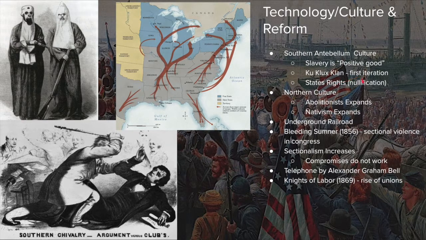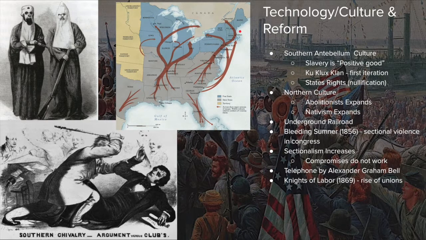Okay, they have this idea of nullification, going back to that nullification crisis, where they say that they don't have to listen to demands from the federal government. Now, with the Northern culture, we are going to see abolitionist movements expanding in the North with Uncle Tom's Cabin, things like that, right? So abolitionism is going to become more and more popular in the North.